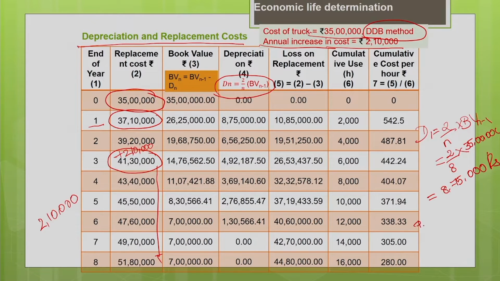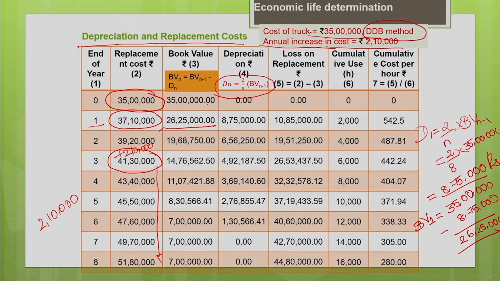Now you calculate the book value at the end of the first year. The book value at the beginning of the year is 35 lakh, minus the depreciation for the first year, which is 8,75,000. You subtract both, and you get the book value at the end of the first year, which is 26,25,000.